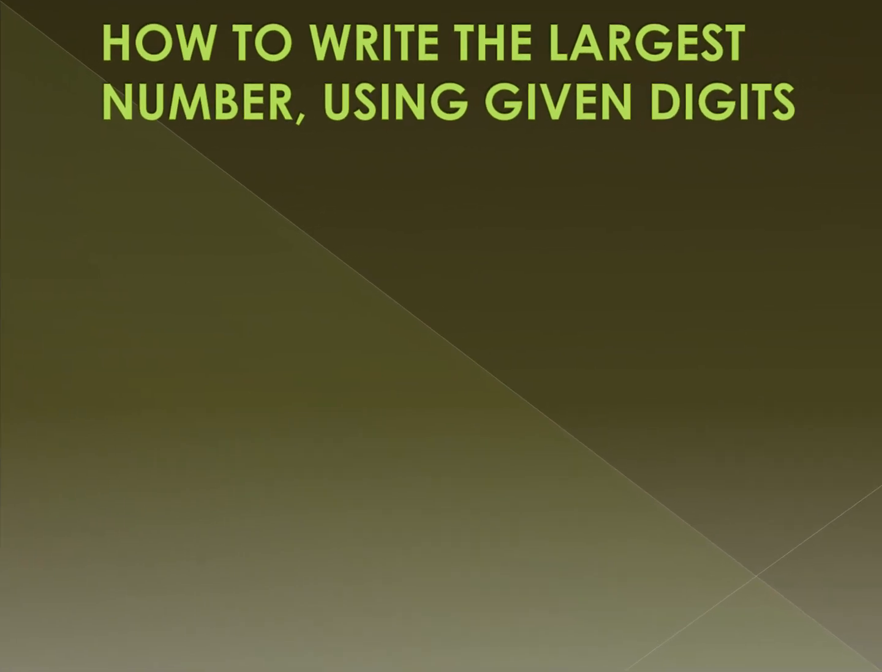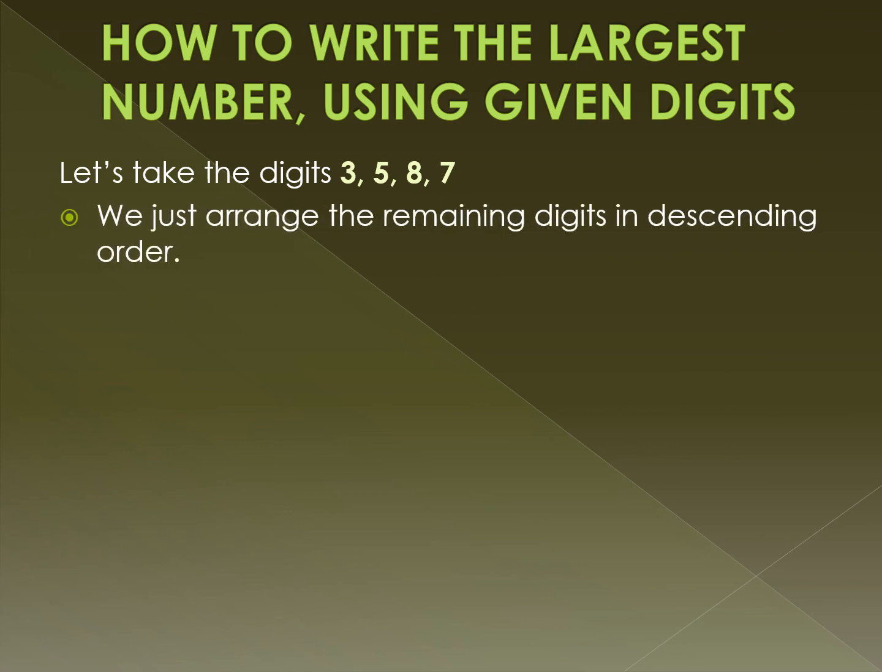Now, let's look at how we can write the largest number using the given digits. Previously, we learned how to write the smallest number. Now we will learn how to write the largest number using the given digits. So let's say we have the digits 3, 5, 8, 7. How do we form the largest number? All that we have to do is arrange the digits in descending order.